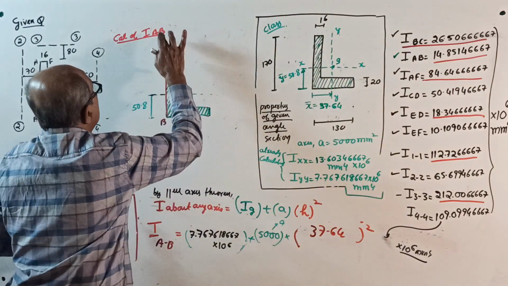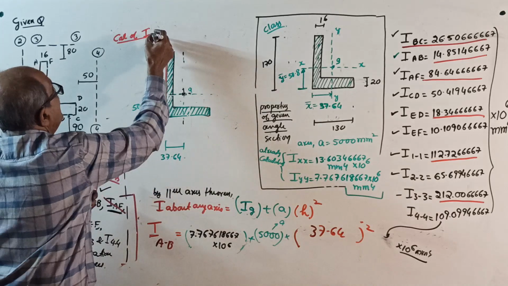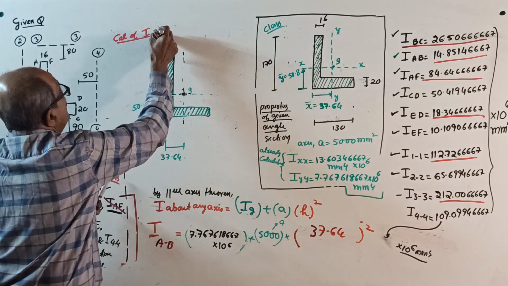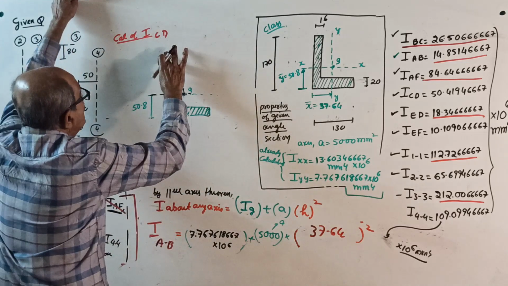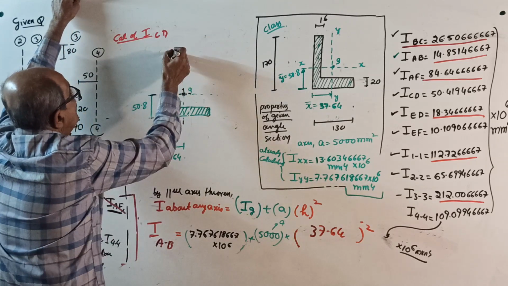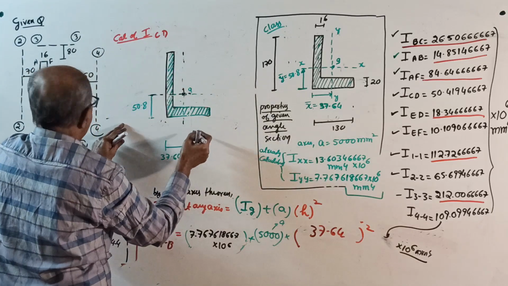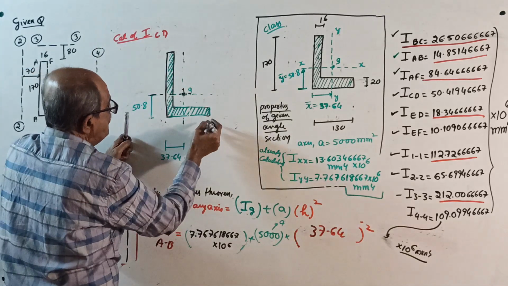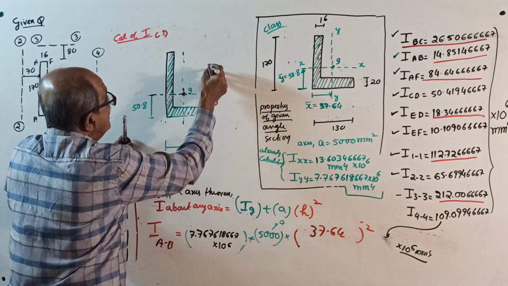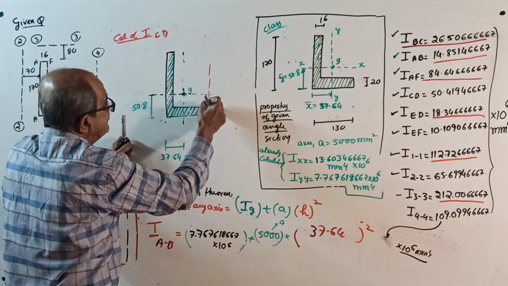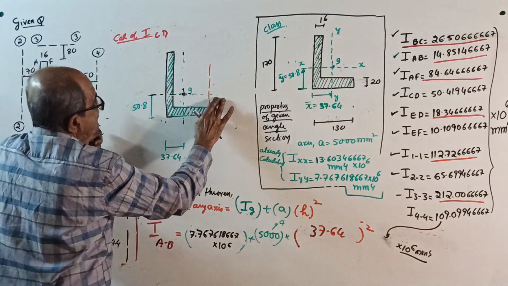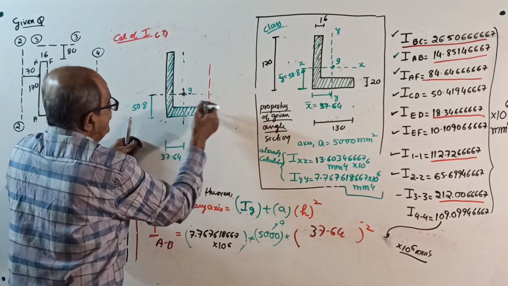After AB, next CD. I about CD. Everyone do independently. Don't write one sketch and do it. I'll get back the original sketch. CD is here. See, this is CD. I am putting red color. I about this axis. First CD.